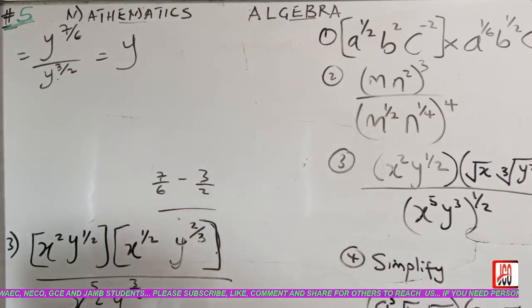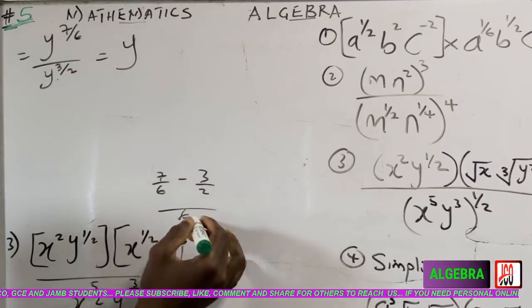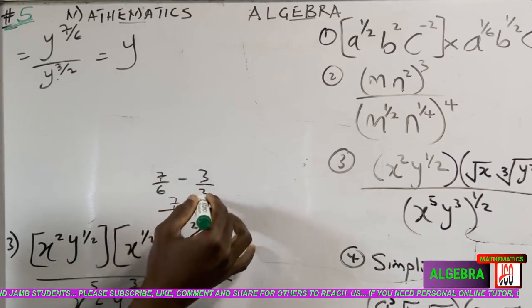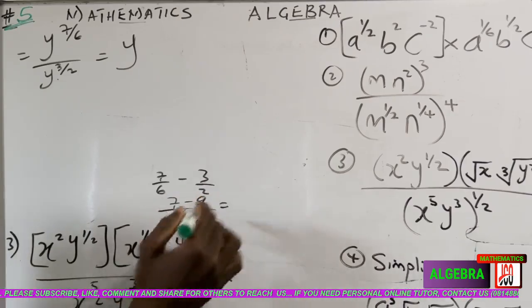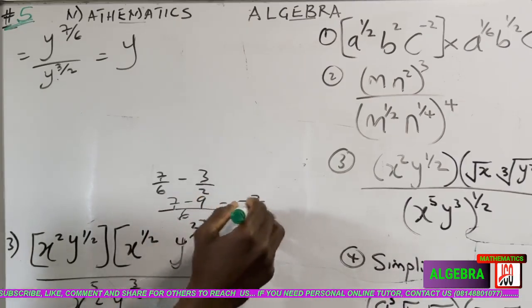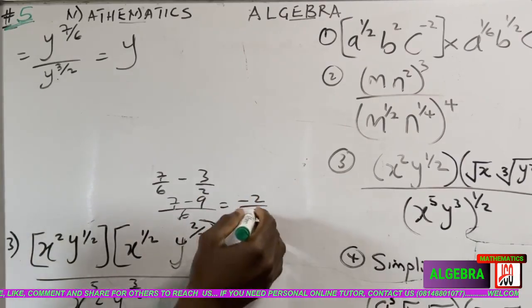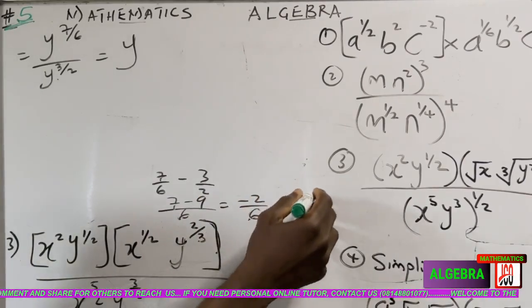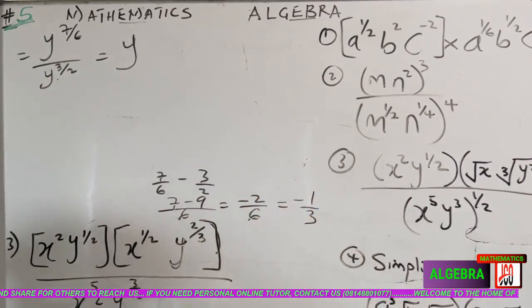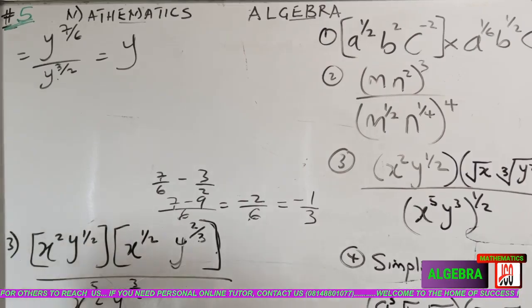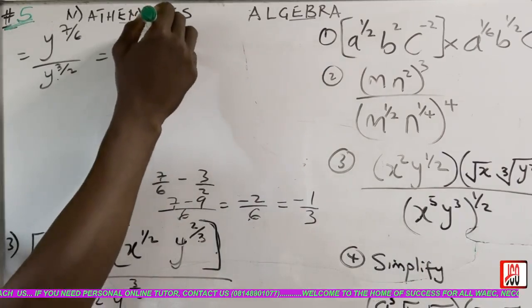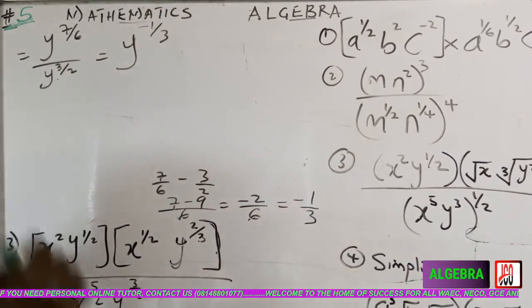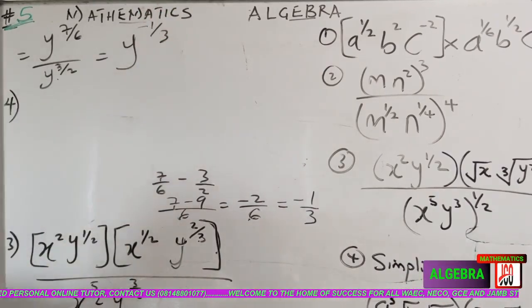LCM of 6 and 2 is 6. 6 divided 6 is 1. 1 times 7 is 7. Minus 2 divided 6 is 3. 3 times 3 is 9. So 7 minus 9 is minus 2 over 6. And after which 2 can still divide. You have minus 1 over 3, because 2 divided 2 is 1, 2 divided 6 is 3. So y raised to power minus 1 over 3. That is your answer for question number 3.